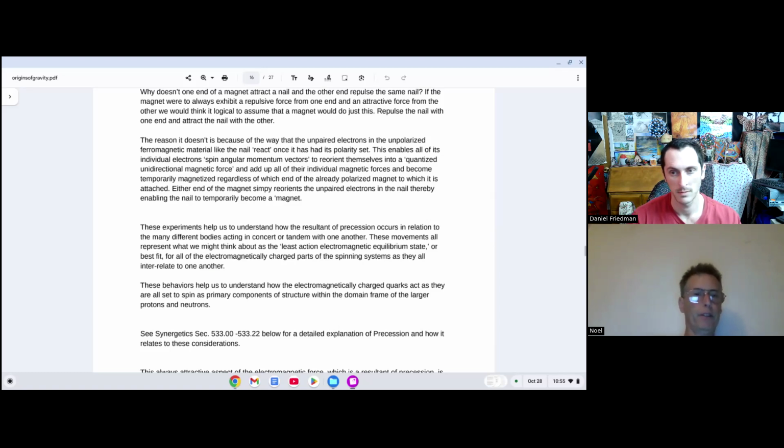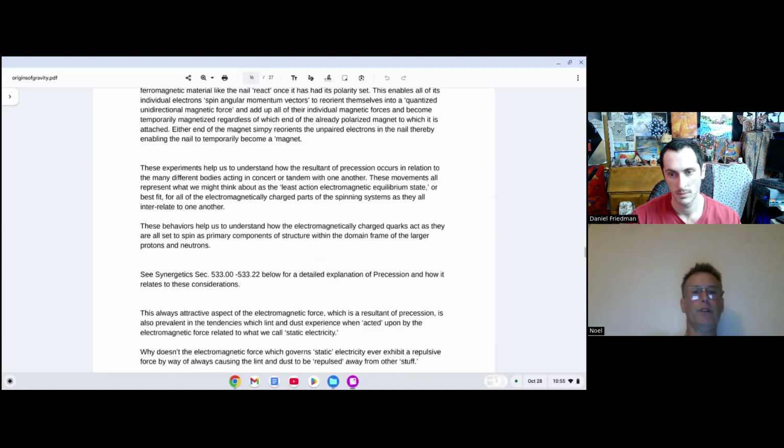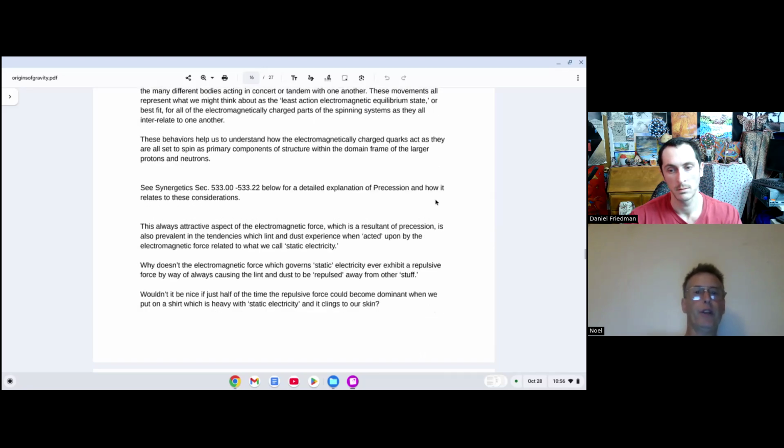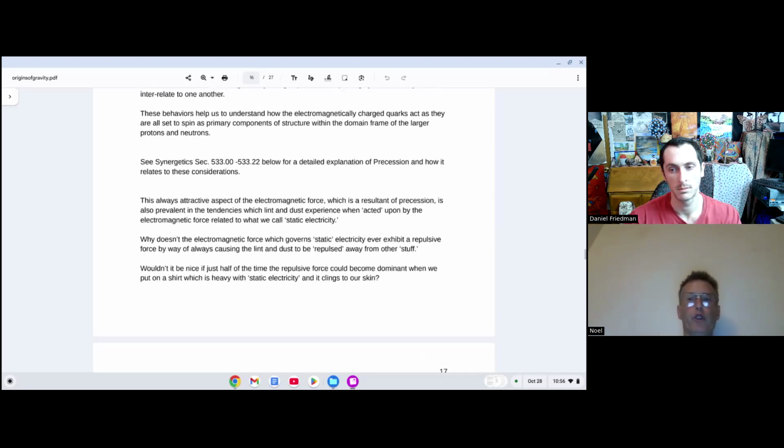become itself magnetized. These experiments help us to understand how the resultant of precession occurs in relation to the many different bodies acting in concert or tandem with one another. These movements all represent what we might think about as the least action electromagnetic equilibrium state, or best fit, for all the electromagnetically charged parts of this spinning system as they all interrelate to one another. These behaviors help us to understand how the electromagnetically charged quarks act, as they all are set to spin as primary components of structure within the domain frame of large protons and neutrons.